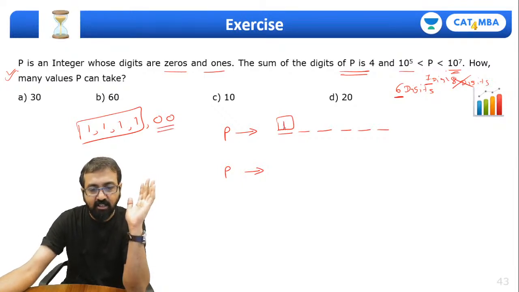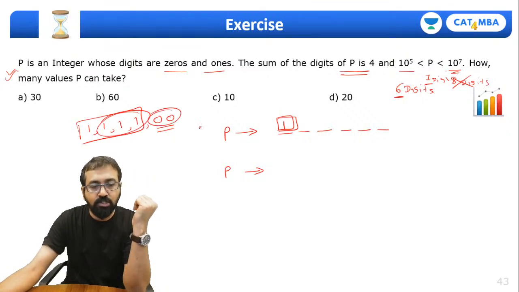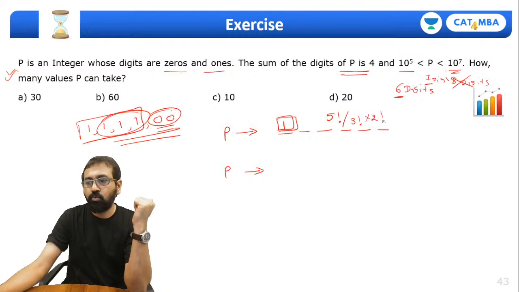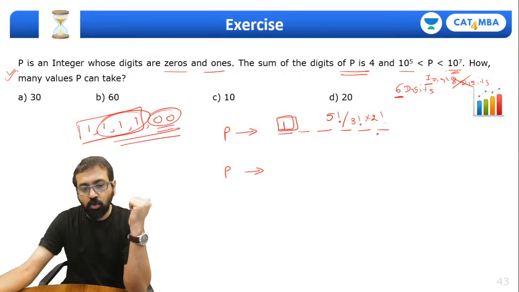Now please understand, we have already placed a 1 over here. So how many ones are we left with? 3 ones, and we are left with 2 zeros. So these 5 digits can be arranged on these 5 positions in 5 factorial by 3 factorial into 2 factorial ways. Yes or no, everyone? So the total number of numbers will be, this is 12, this is 60, right?